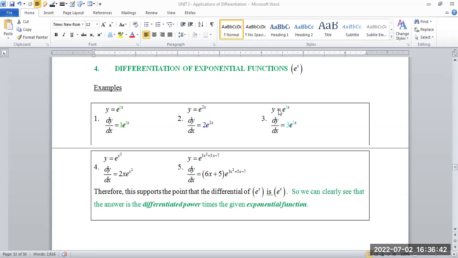The differential of e to the 3x. The differential of e to the x is e to the x. So therefore, the differential of e to the 3x is going to be e to the 3x. See to yourself? E to the 3x.